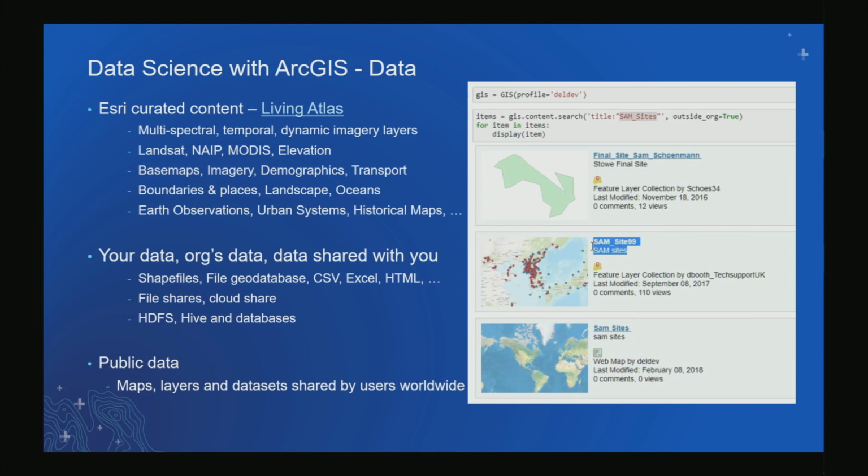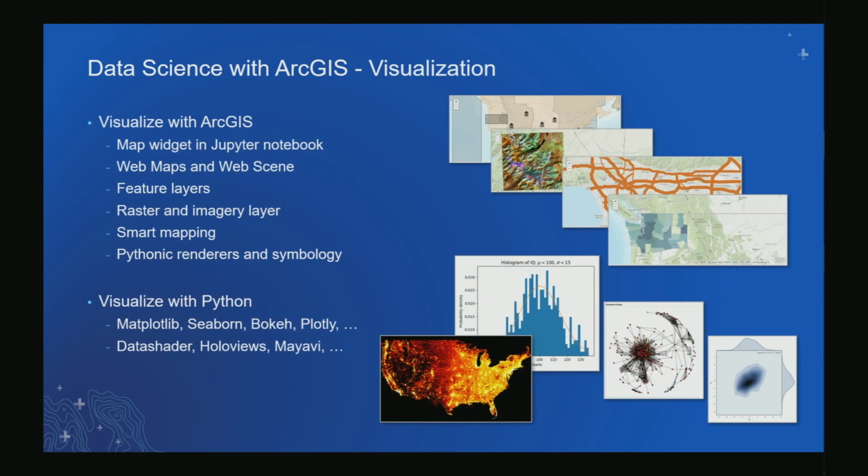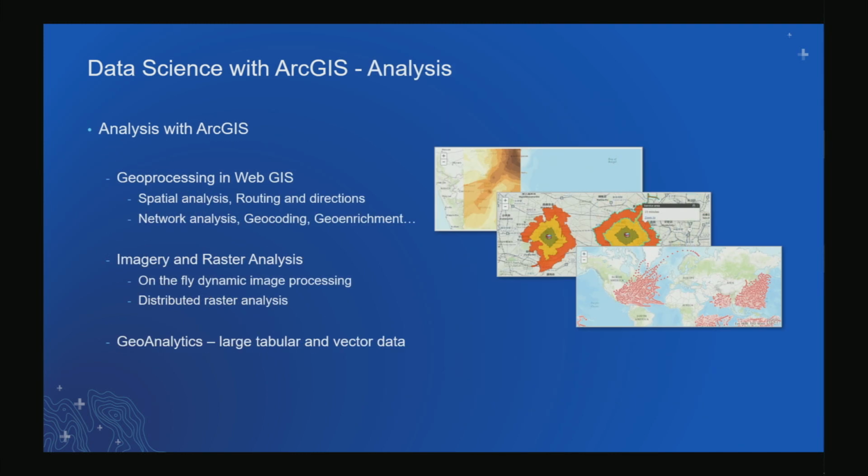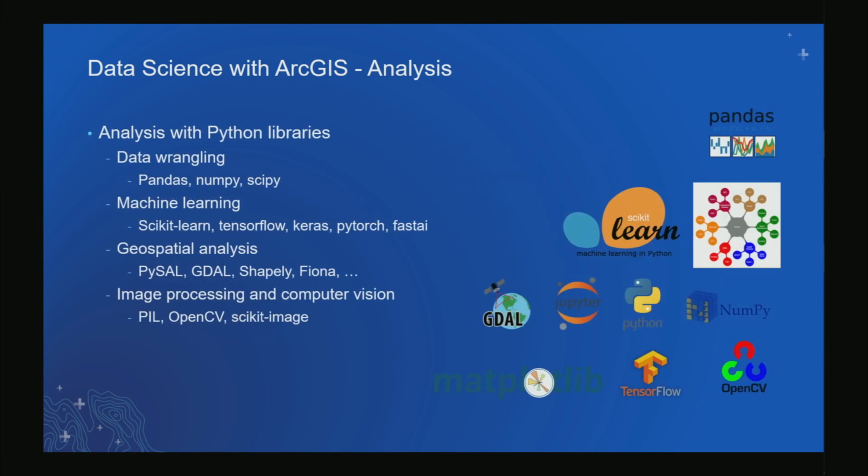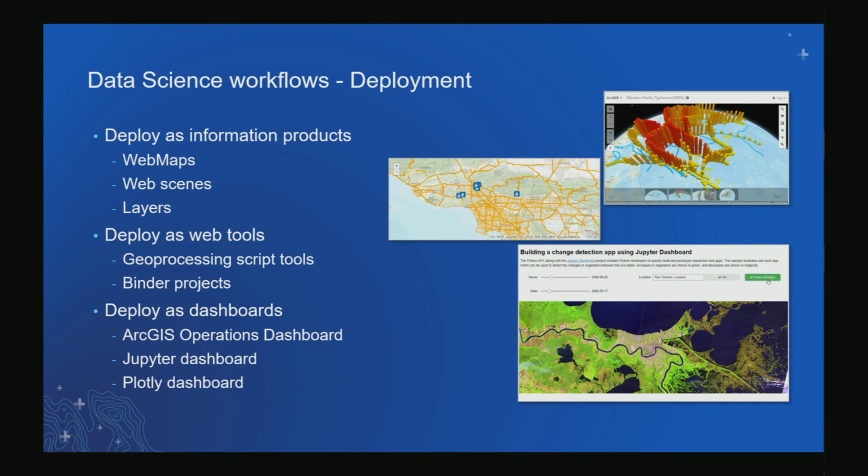And talking about data science with ArcGIS, you get a wide variety of data sets: Esri content from the Living Atlas, your content, partner content. You get the visualization capabilities. You saw the map and the widgets. You get that from ArcGIS. You also get that from the open source ecosystem. You get the different analysis engines. We went through a lot of them. And of course, you can bring in analysis from your Python libraries like Pandas or scikit-learn, TensorFlow, PyTorch. So it's a great platform for doing your analysis.